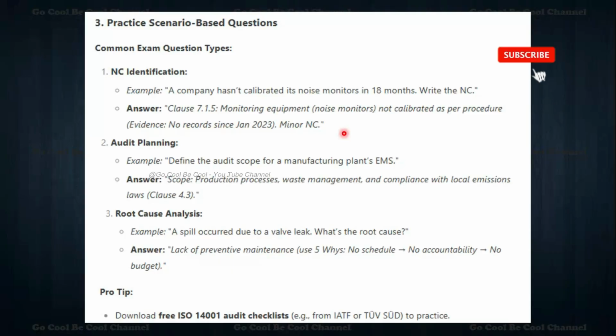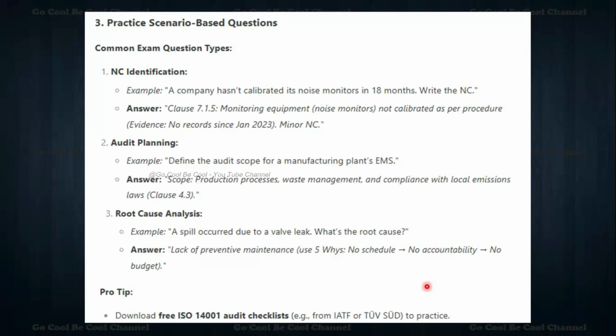Now audit planning. What is audit planning? For example, define the audit scope for the manufacturing plant EMS. The answer is scope like production process, waste management, and compliance with the local emission laws. Clause number 4.3. Next, root cause analysis: be very stringent about answering these kinds of questions. For example, a spill occurred due to a valve leak. What is the root cause? A lack of preventive maintenance. Use 5 Whys: no schedule, no accountability, no budget.